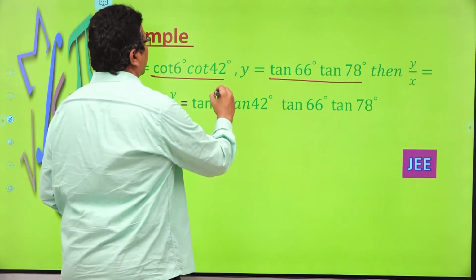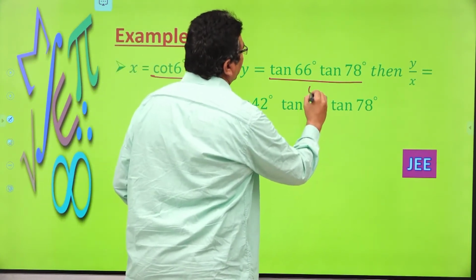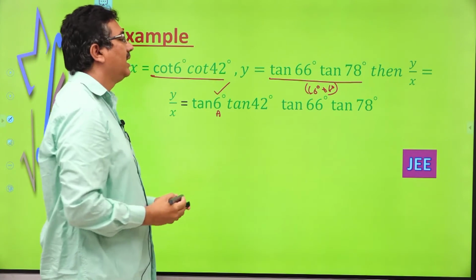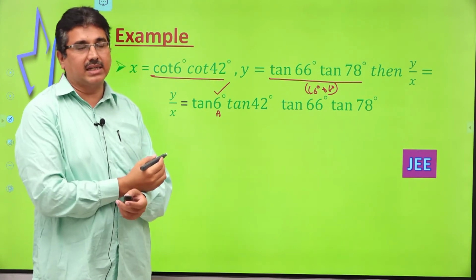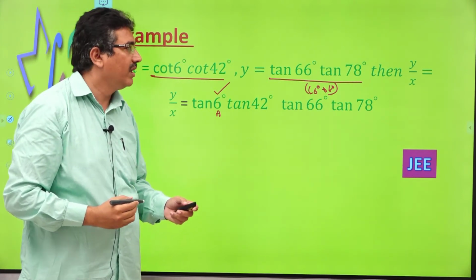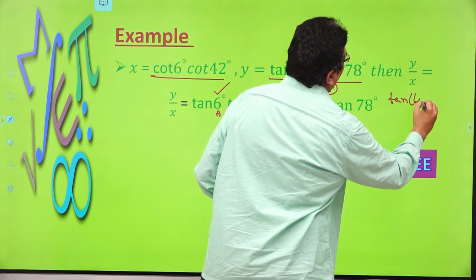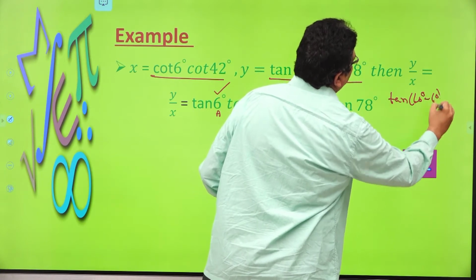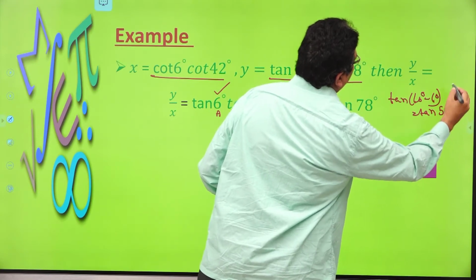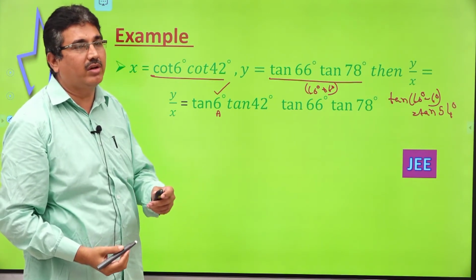Okay. Suppose this is A, tan A. This is 60 plus A, tan 60 plus A. Okay, here tan A and tan 60 plus A are present. Now, the required term is tan 60 minus A. Tan 60 minus 6, that is equal to tan 54 degrees. Right. So multiply and divide by tan 54 degrees.